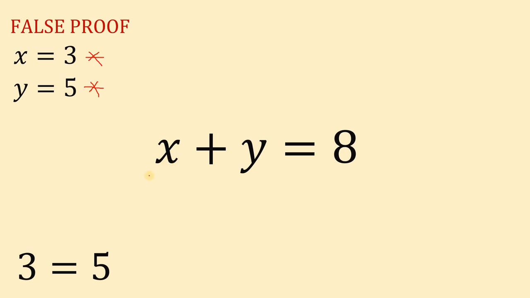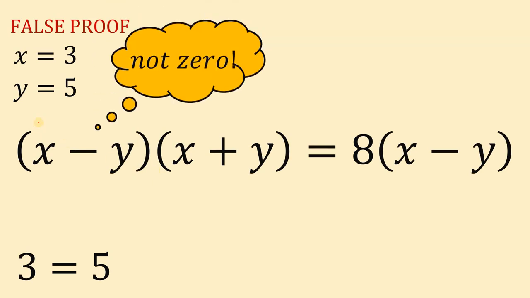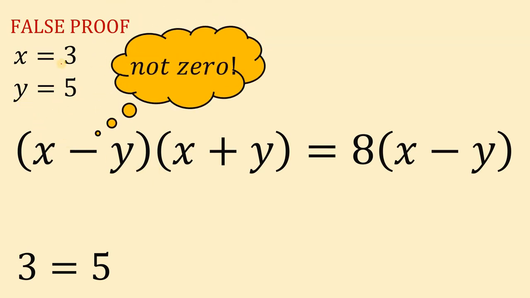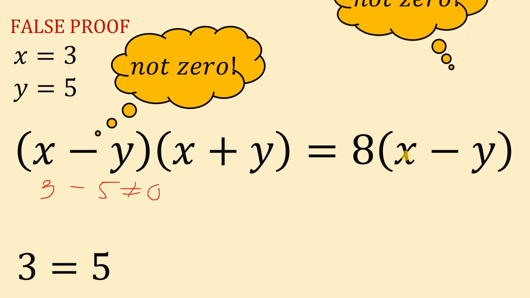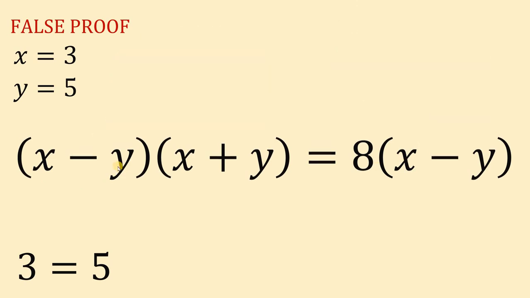Now let's continue. What we're going to do here is multiply both sides by x minus y. Now, take note, x minus y is not equal to 0 because this is just 3 minus 5, and 3 minus 5 is not equal to 0. So, this is not equal to 0. Also, the other side, x minus y, is not equal to 0. Alright, so let's focus on this equation.